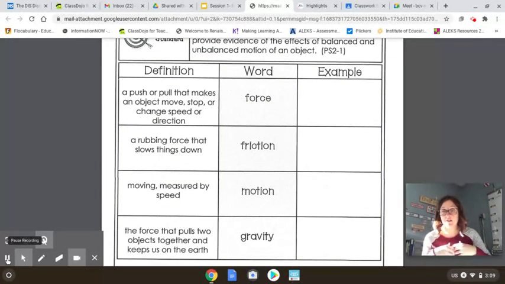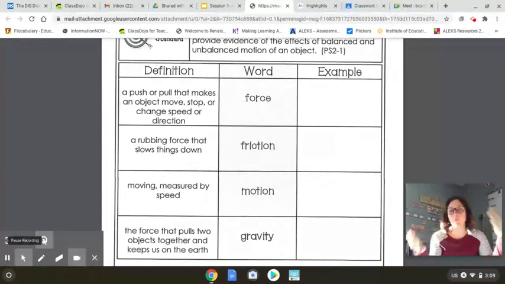So after this PowerPoint, there are some questions for you to answer, and then we are going to spend next week and the week after really starting to learn what a force is and talking more specifically about friction and about gravity and eventually about magnetism.